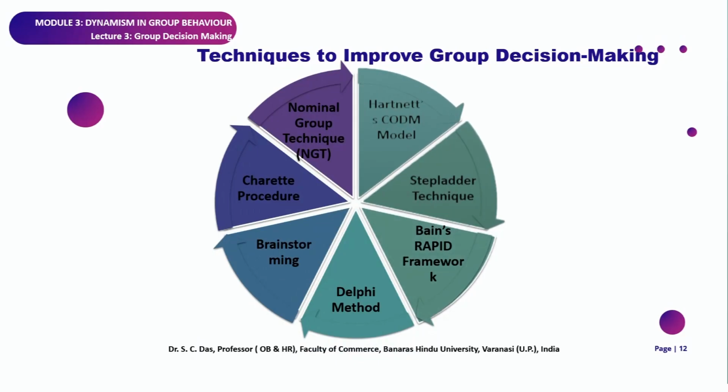Now, an important consideration is techniques to improve group decision making. There are so many techniques, some common ones: Hartnett's CODM model, step ladder techniques, Bain's RAPID framework, Delphi method, brainstorming, and the carrot procedure, nominal group technique, NGT. These are all the techniques. Clear demarcation, clear analysis will be there.